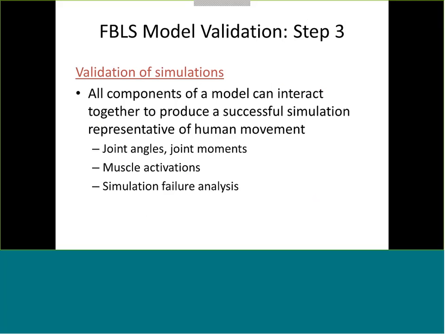So then the last step was to validate our model during simulations. You want to do this to make sure that your model can produce a successful simulation that's representative of human movement. And when you're doing this, you compare the joint angles and moments, as well as muscle activations that are output from a simulation, to ones that are measured experimentally.